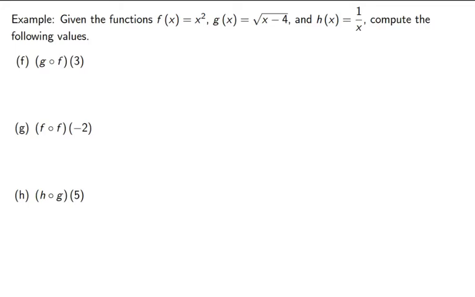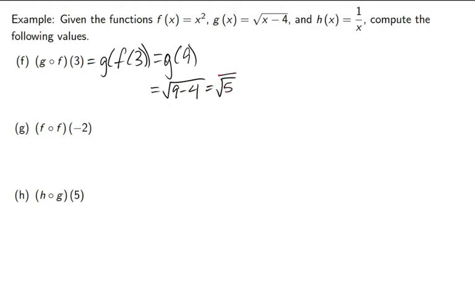The last bit here is how do we tackle these when numbers are involved? And it's actually easier when numbers are involved. Let's just write out what this means again. And now, follow your nose. What does f of 3 mean? It means plug 3 in for x in the function. So f of 3 is 3 squared, which is 9. So f of 3 becomes 9. And then all I have to do is plug it into here. G of x is square root of x minus 4, so I get the square root of 9 minus 4. That's the square root of 5.